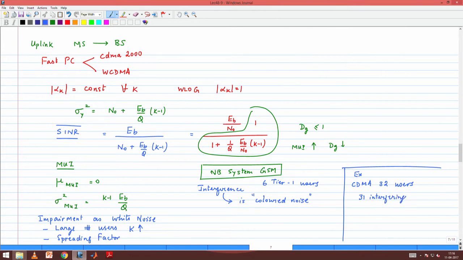Now, think and answer this question. I have changed it to the downlink. If 32 users are in the system, how many signals is the base station transmitting? 32. How many interferences? I am the mobile now, receiving from the base station, which is transmitting 32 user signals. How many interfering signals do I see? 31 user signals, but the base station transmits something else also.